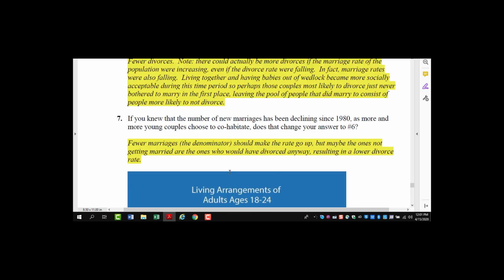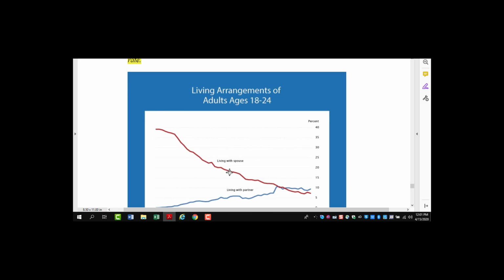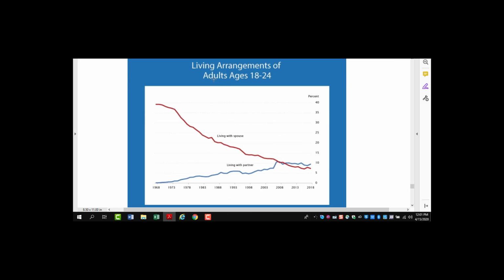So they think that's what's happening, and this kind of shows that. For living arrangements of American adults age 18 to 24, living with a spouse has been decreasing all the way since 1968, and living with a partner has been increasing. And then finally, about 2008 here, you have more people living together and not married than living in marriage. So it's hard for these people to get divorced if they never got married, which explains why the divorce rate is decreasing.